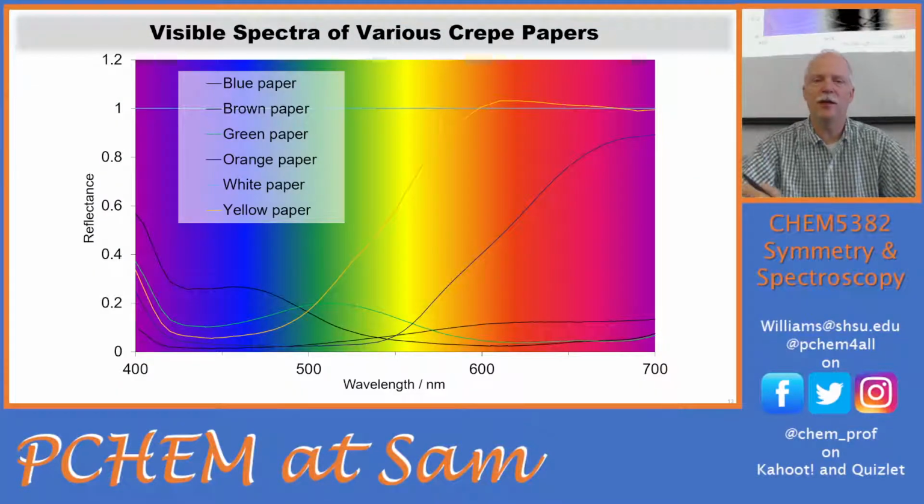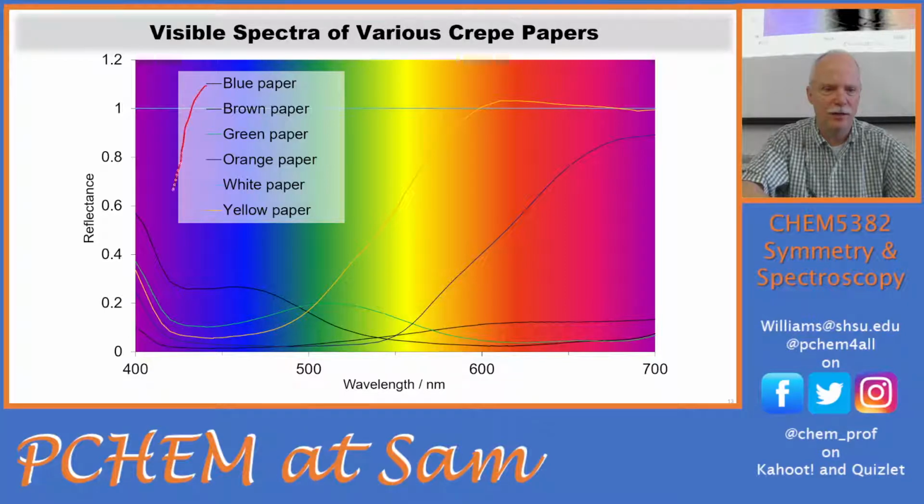Okay, so here are the visible spectra of those different crepe papers. We have blue paper here. The colors didn't quite work out. So this is blue.